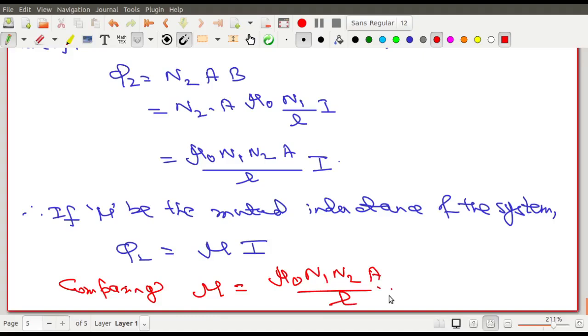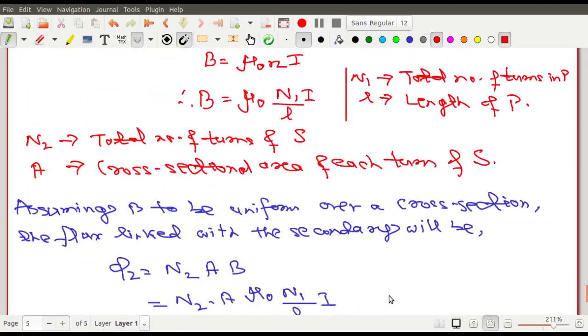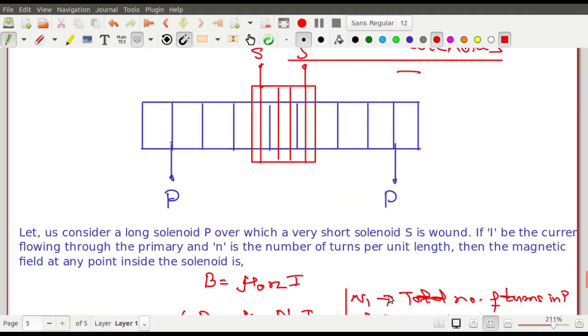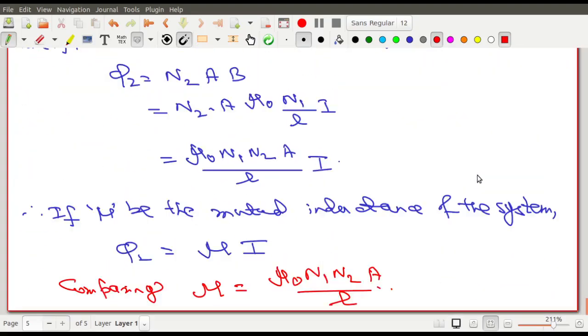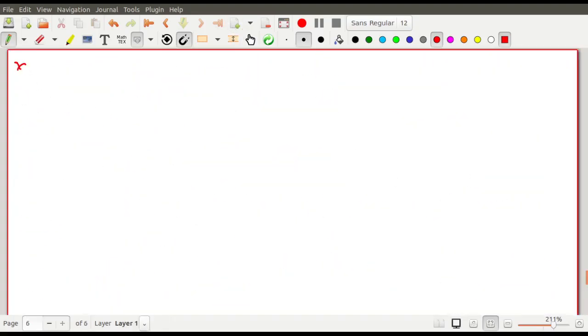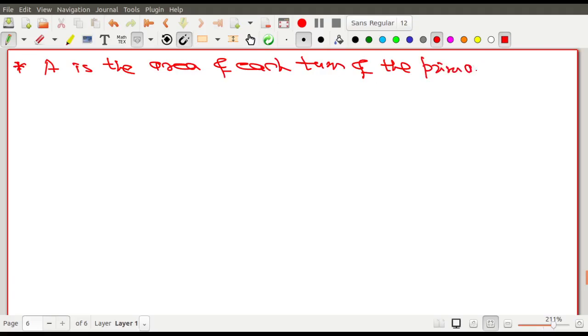That's the expression. Now one thing, I just made a small mistake over here. Here capital A is the cross sectional area of each turn. You write it like this, cross sectional area of each turn over here. There is no need to write S here. At the end you may write it with a star, A is the area of each turn of the primary.